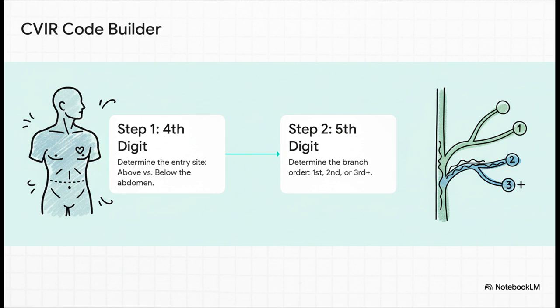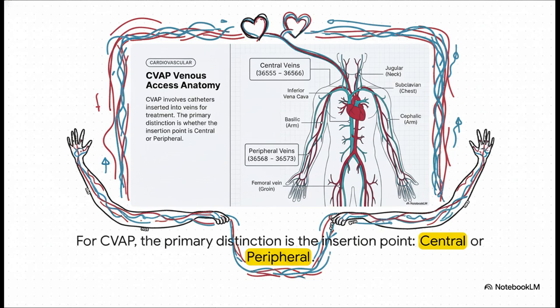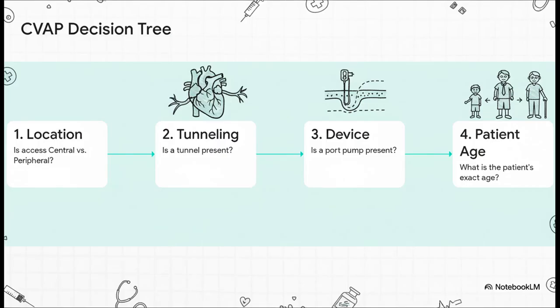Pretty cool, right? So sticking with that idea, let's look at central venous access procedures, or CVAP. The name itself gives away the first and most important coding question. This map shows it perfectly. The main distinction is location. Was the catheter put into a big central vein, like the jugular, or a smaller peripheral vein out in the arm? And that first question? It's just the top of a decision tree.